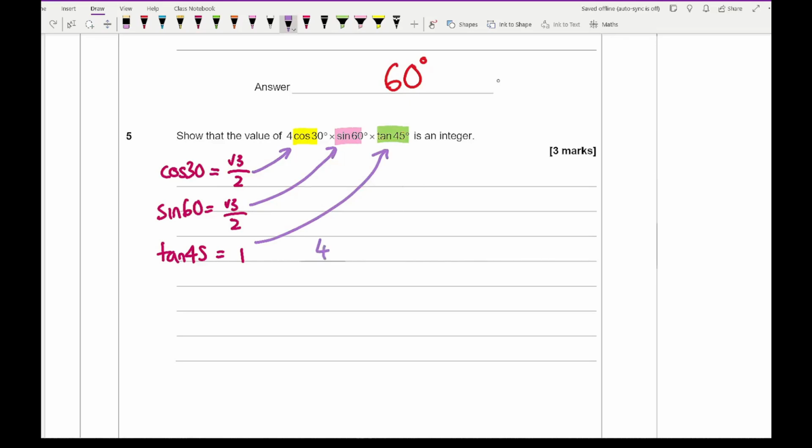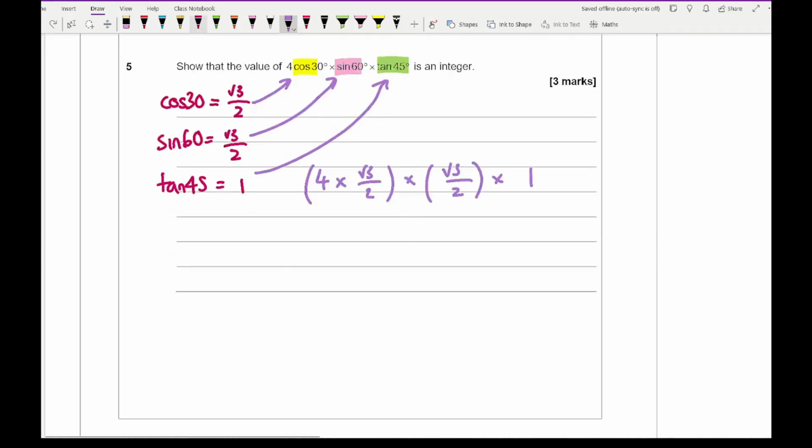I end up with 4 times root 3 over 2, in which I'm just going to put all of these in brackets, multiplied by root 3 over 2, multiplied by 1. Then simplifying each of these, well, the 2 cancels with the 4, so that leaves me with 2. So this then becomes 2 root 3 times root 3 over 2 times 1.